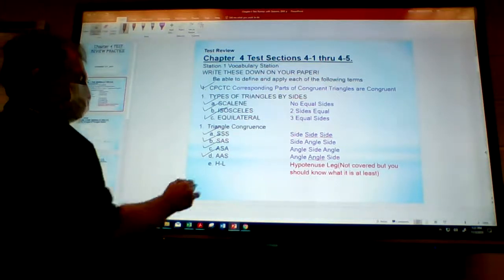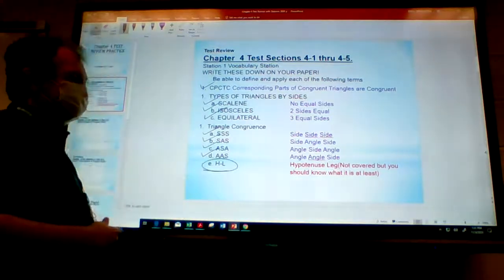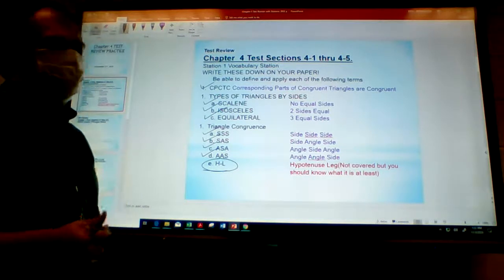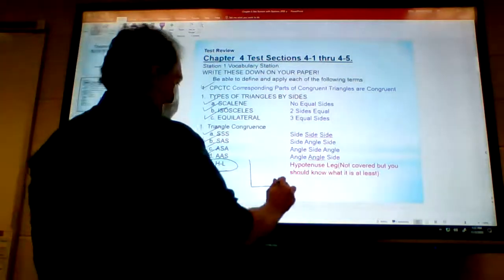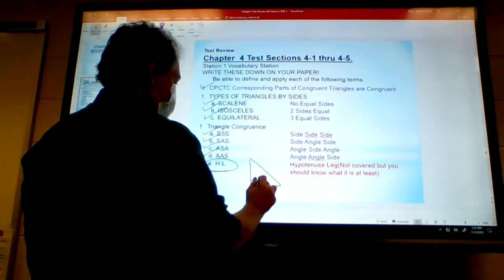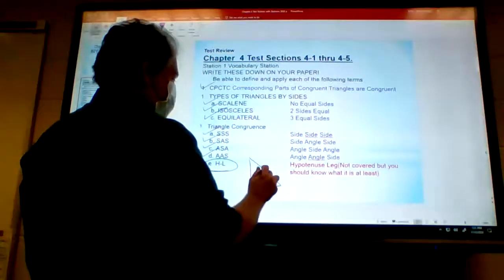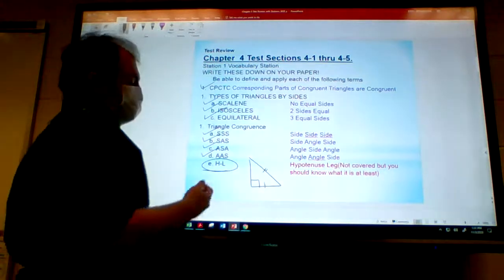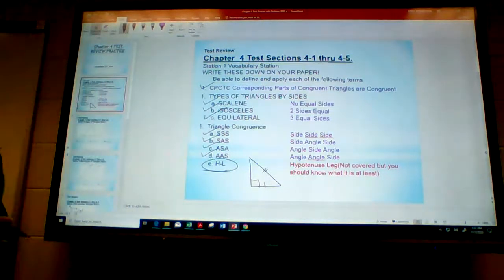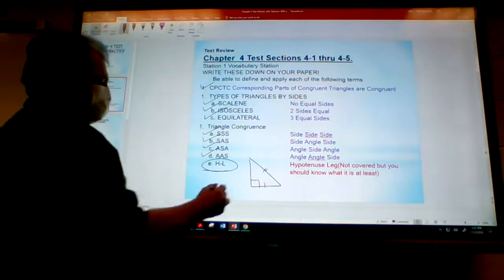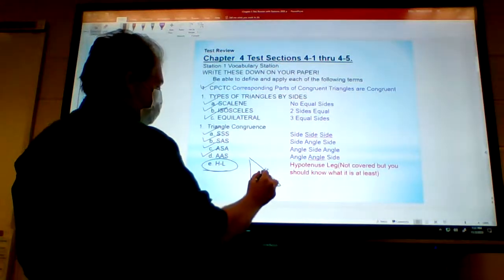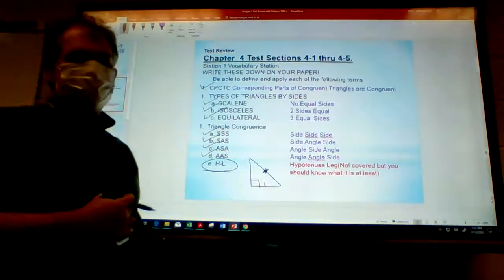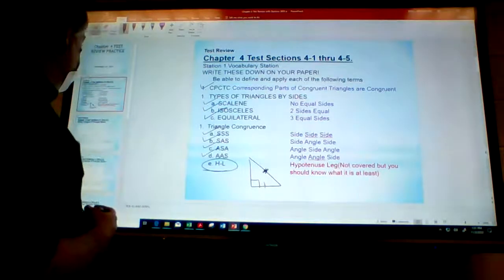Now the 5th one right here is called HL. It's called the hypotenuse leg. It only works with right triangles. We didn't cover it in class due to time, but I'm going to show you what the diagram looks like, okay? This is the hypotenuse right there, and this is the leg. So hypotenuse leg. So that's one example, and I didn't really spend a whole lot of time on it, but I do have an example on here for you, and I'll show you that at the very end of the video, just so you can at least have some experience with it.